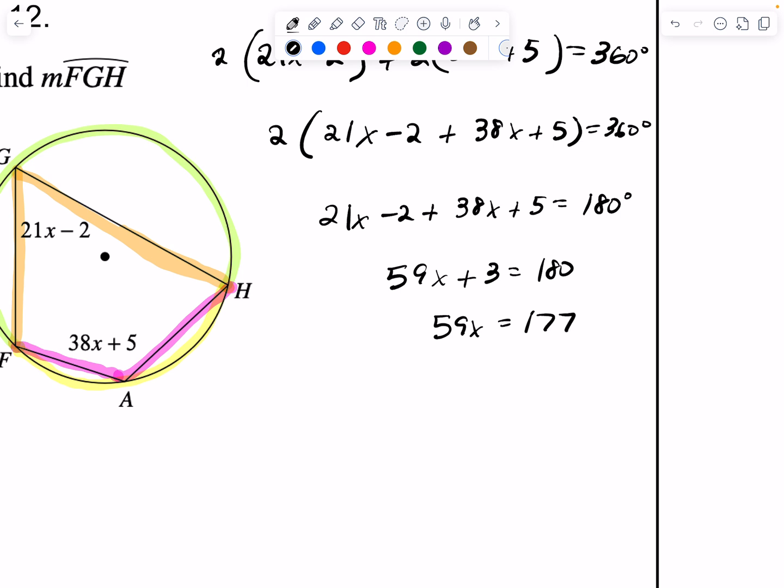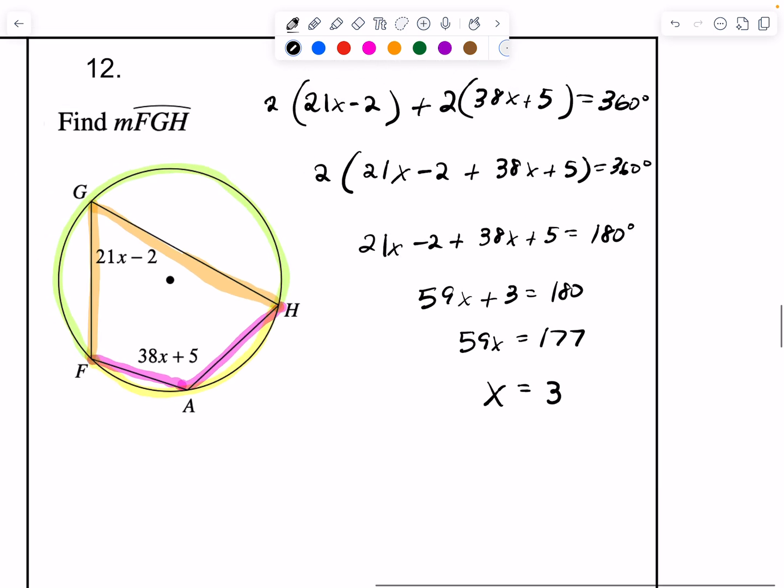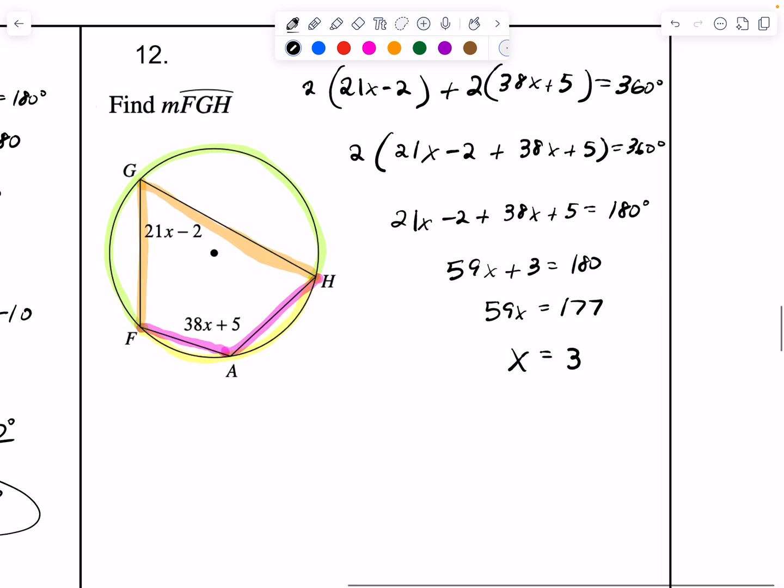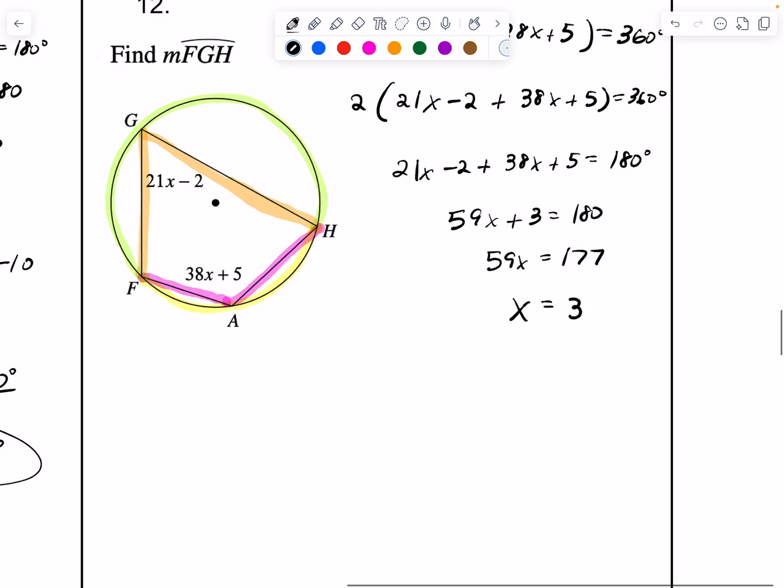You get 177. I know 60 times 3 is 180, but I want 177, so 3 less than that, which is 1 less for my answer. So 59 times 3 is going to be 177. Again, if you have to use a calculator for that, no big deal. Now we're not done. That's just x. I do want to find FGH, that arc. So I'm going to find the inscribed angle, which is at FAH.